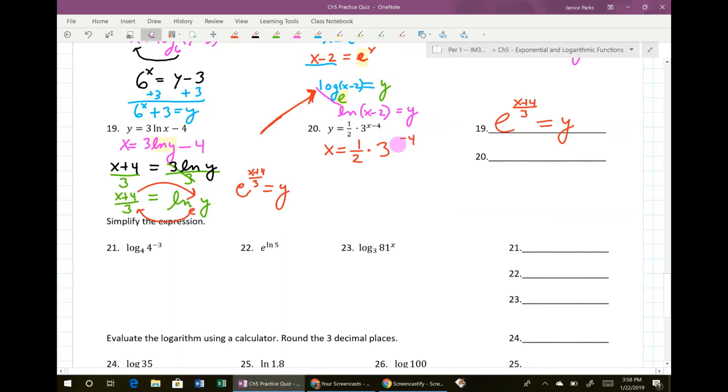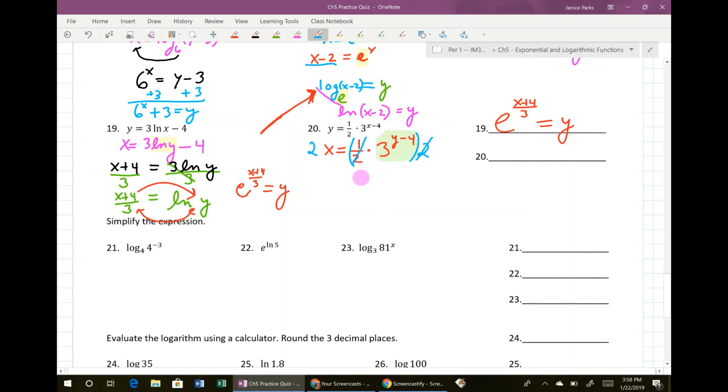Then, I always forget the x. Switch the x and the y. Then we need to get the exponential part isolated. So this whole thing is the exponential part. We've got to get rid of that 1/2, so we're going to multiply both sides by 2.